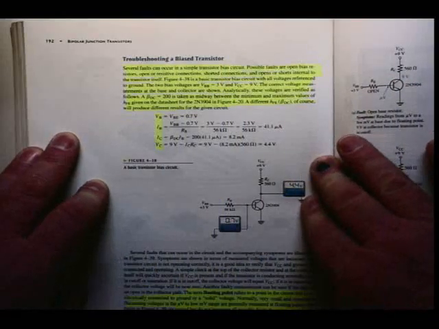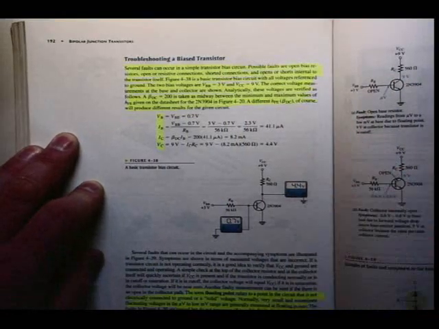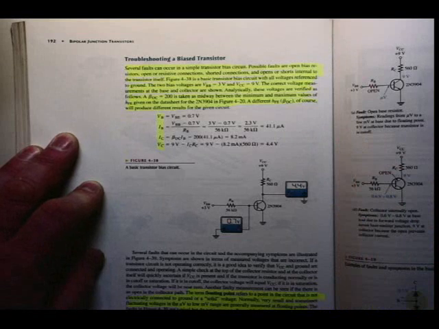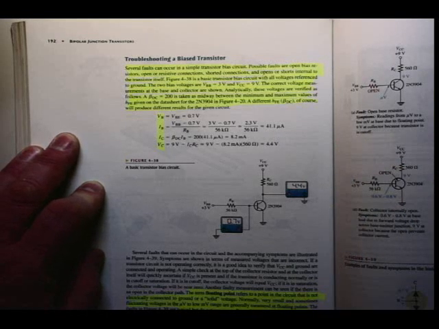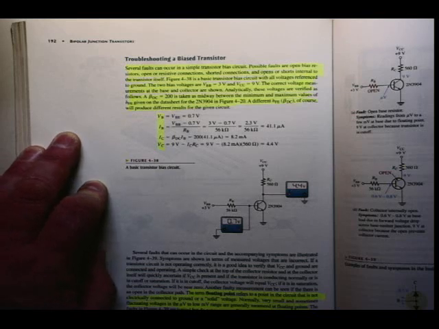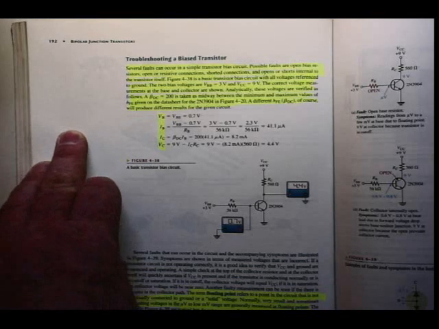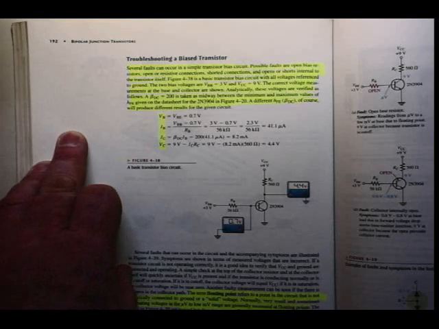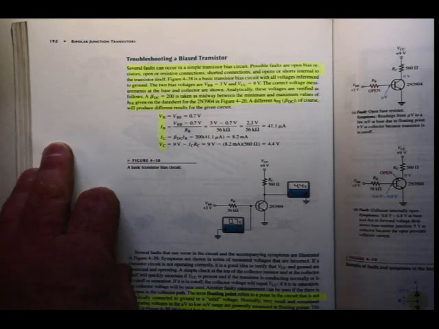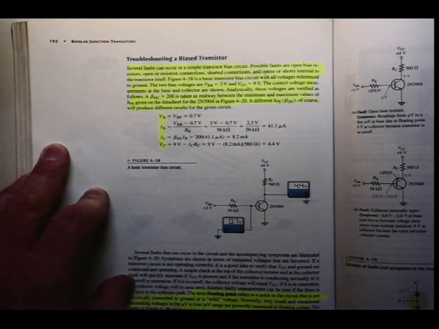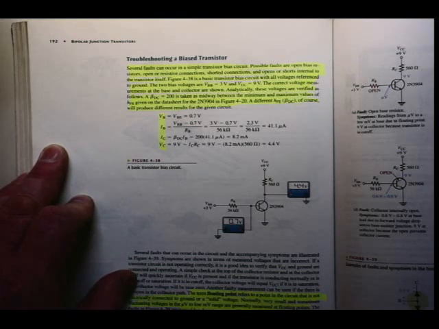You can mark as I indicated here. Several faults can occur in a simple transistor circuit, a bias circuit. Possible faults are open bias resistors, open or resistive connections, shorted connections, and opens or shorts internal to the transistor itself. Now it's important, if your circuit doesn't work, that you know how the circuit works, so that at least you know what to expect, what to measure at certain points in your circuit.